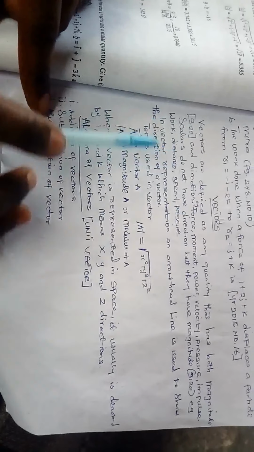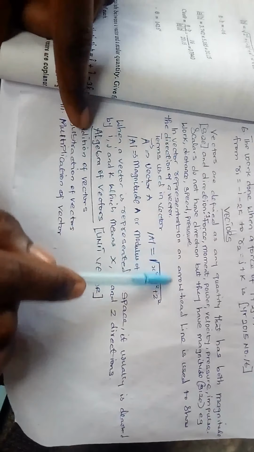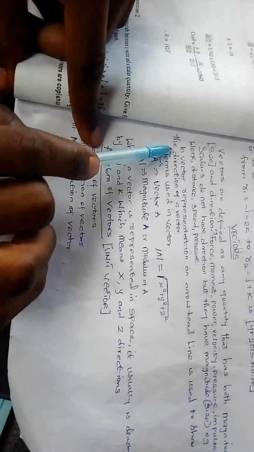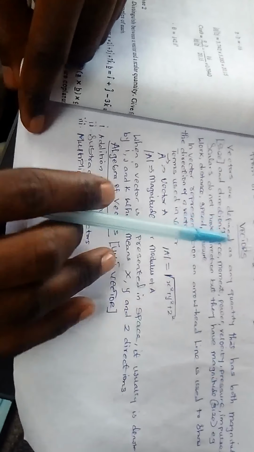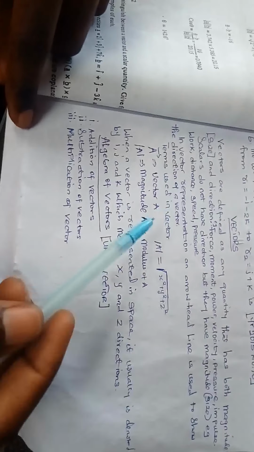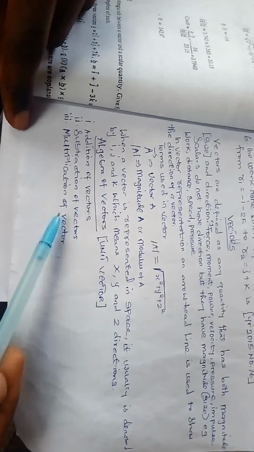Okay, now in vector representation, an arrowhead line is used to show the direction of the vector. But we're not interested in showing how to resolve vectors in this video. What this video is all about is how to multiply vectors. But I'm going to give you some of the terms we often use.